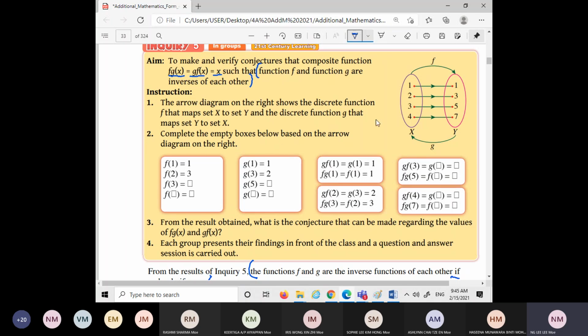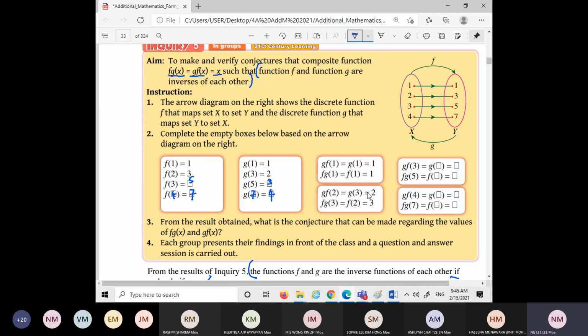So from the function f, it maps 1 to 1, 2 to 3, 3 to 5, and 4 to 7. Now look at function g. It maps back 1 to 1, 3 to 2, 5 to 3, and 7 to 4. Now you find them one by one.